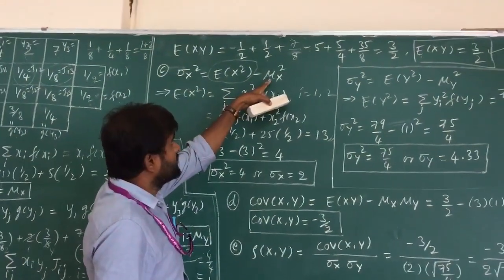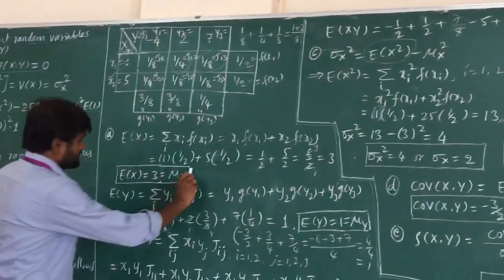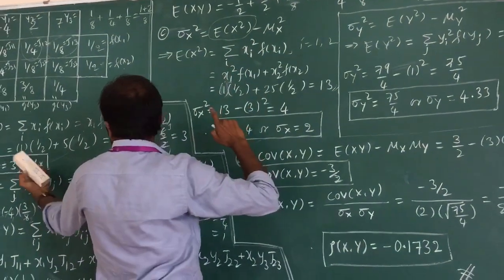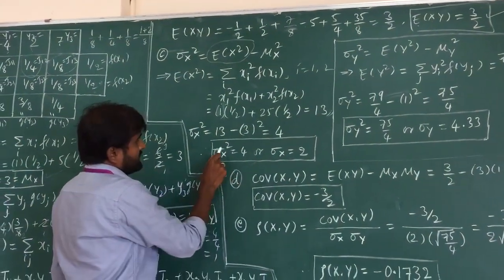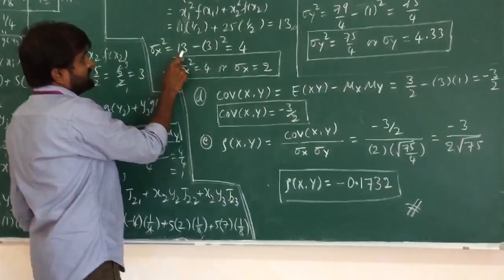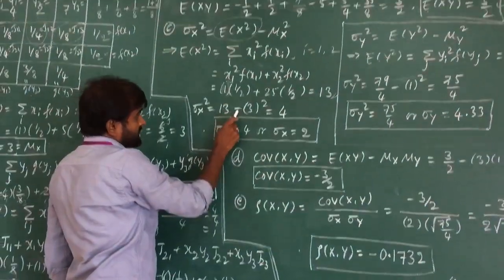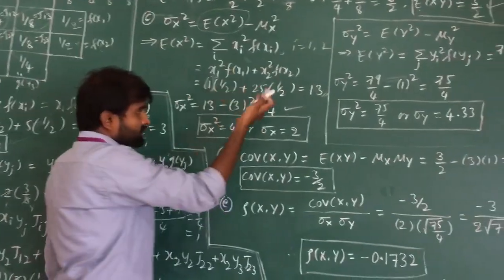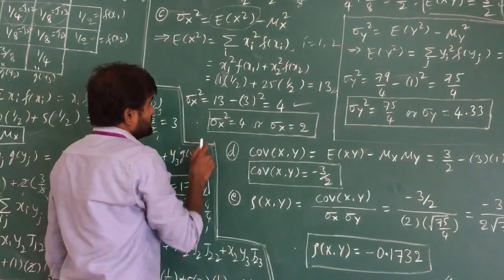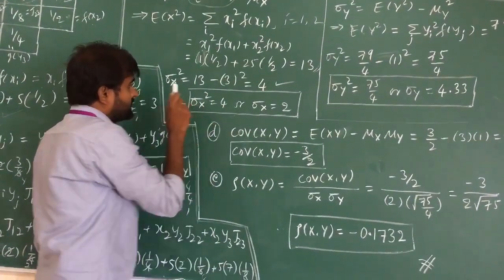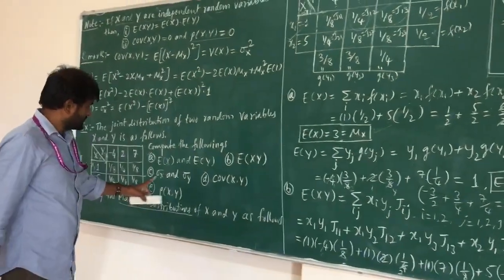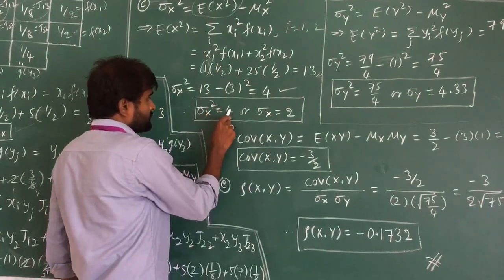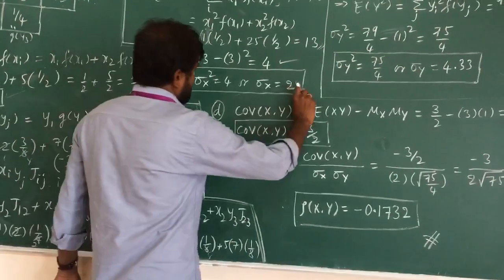Then you know the mu x. So you have mu x here, expectation of x. So expectation of x is 3. So here delta x square is expectation of x square minus mu x square, that is 13 minus 3 whole square. So 13 minus 9 is 4. Then take the square root of both sides, delta x square equal to 4, so delta x equal to 2.